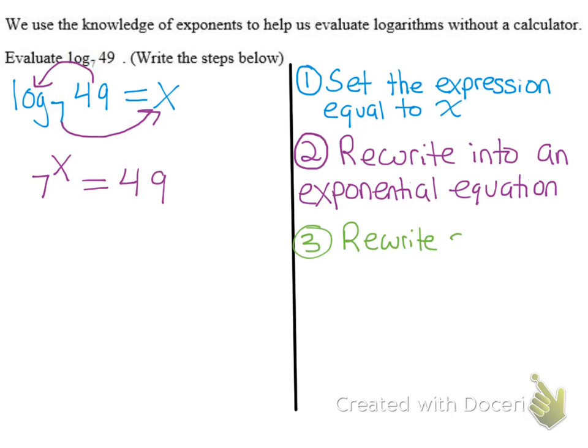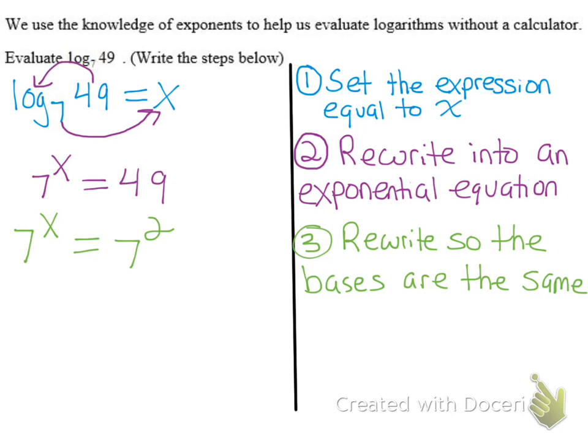Step 3 is going to be to rewrite the exponential equation so that the bases are the same. This will allow us to go ahead and solve this exponential equation. We practiced this yesterday. In the case of this particular equation, we're going to want to rewrite this as a base 7. 7 to the x is obviously already at base of 7, but 49 can be rewritten as 7 squared.